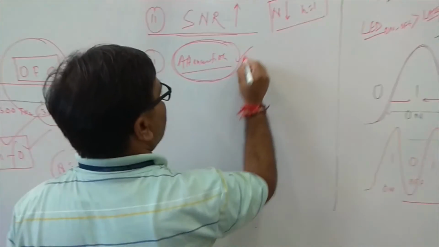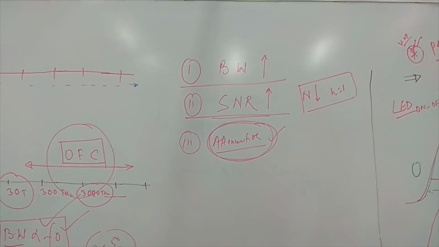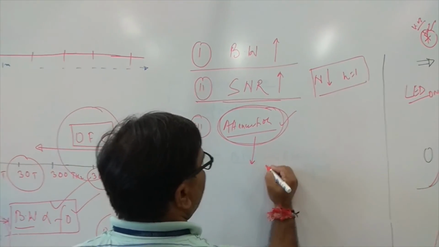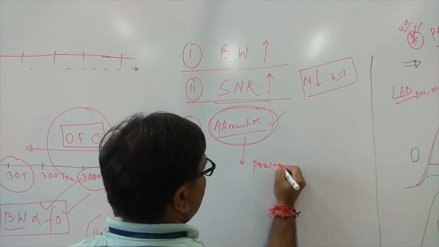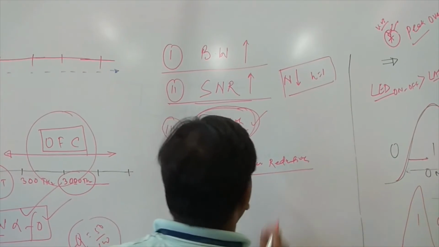Coaxial wire is also the same. Attenuation is very high. So how can we define attenuation in optical fiber? What do you mean by attenuation? Attenuation is nothing but power reduction. Always remember that. Power reduction. What is the meaning of power reduction?